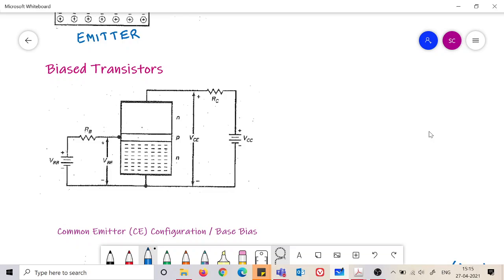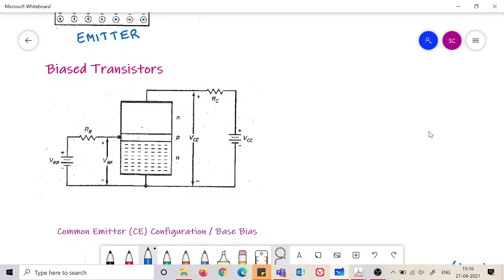collector base junction, this negative side is affecting this P crystal, and this positive potential of this battery is coming to the inside of the crystal. So this collector base is reverse biased. Collector base in this case is reverse biased. Please bear this in mind. So the emitter base is forward biased, collector base is reverse biased.